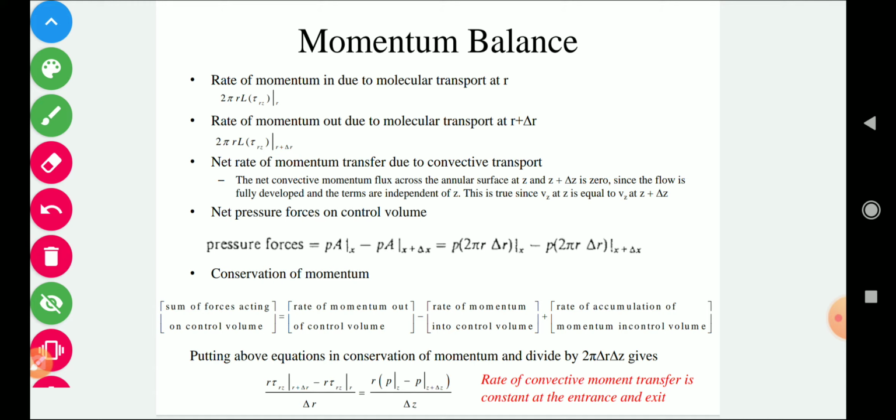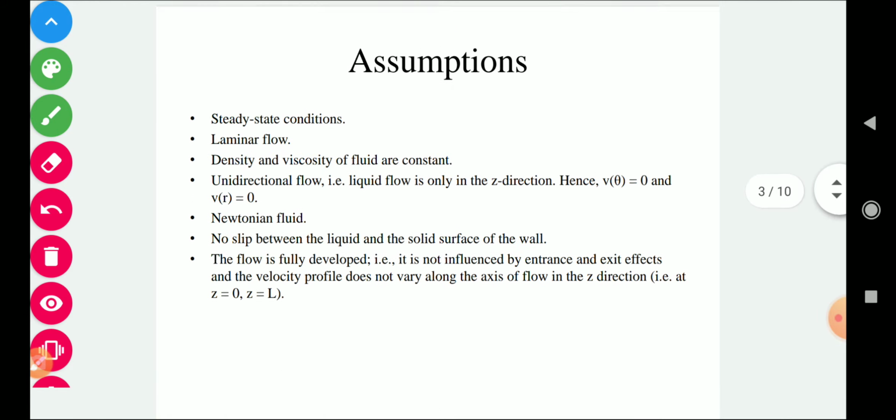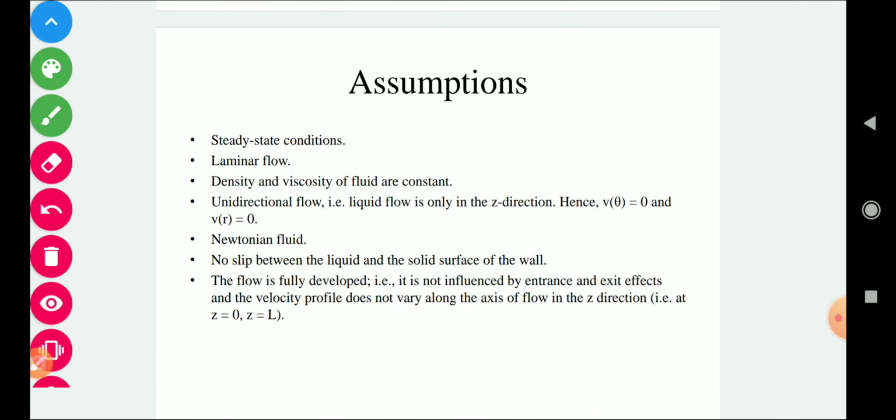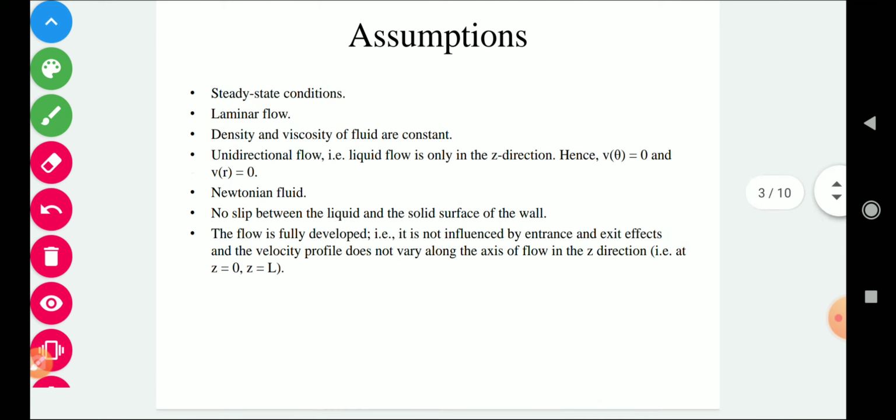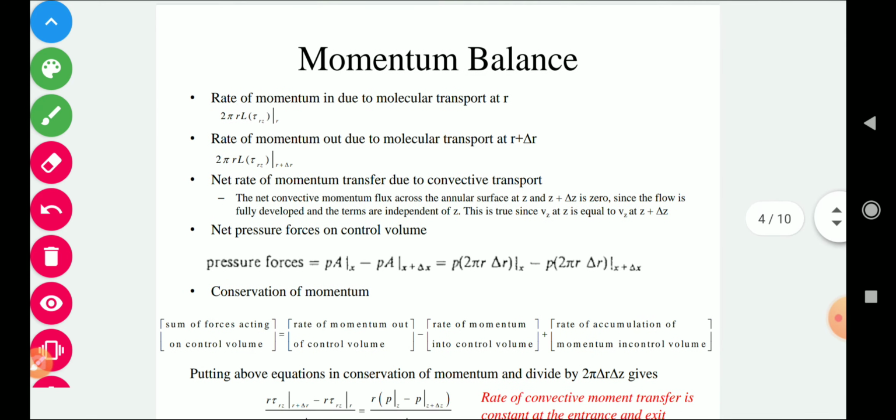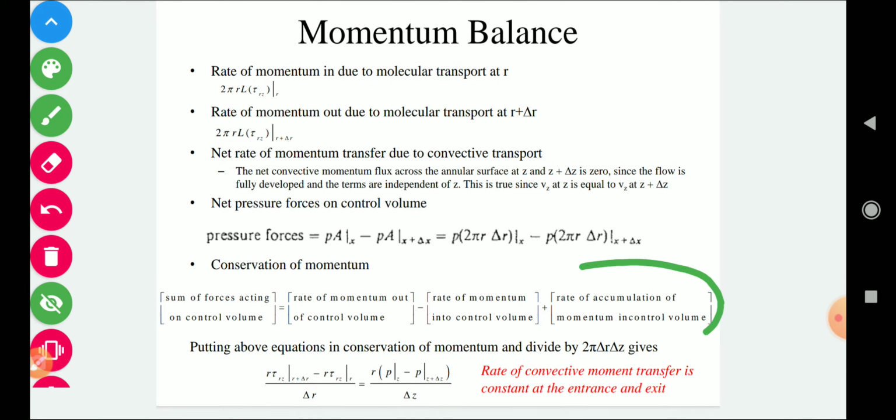Now if we put all these values in the conservation of momentum equation, which says that the sum of forces acting on a controlled volume will be equal to the rate of momentum out of the controlled volume minus the rate of momentum into the controlled volume plus the rate of accumulation of momentum in the controlled volume. In this case we have assumed steady state condition. As you can see in the assumptions, the first assumption was steady state condition. So at steady state, the rate of accumulation term will be 0.